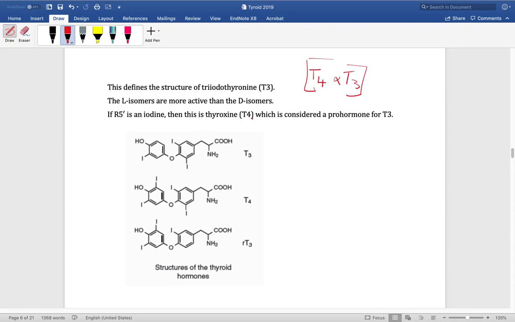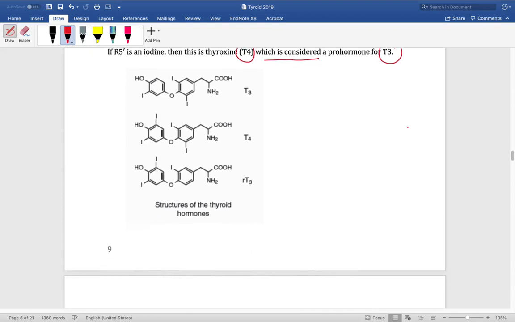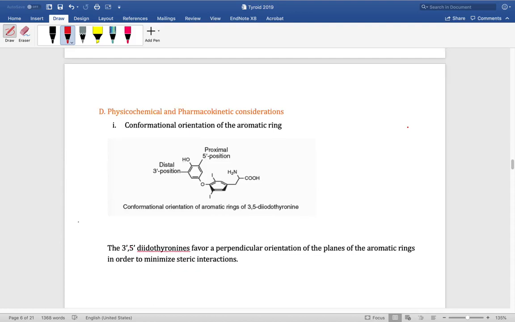Again, I want to note that T4 is considered the prohormone for T3, because T3 is the actual active structure. All right.